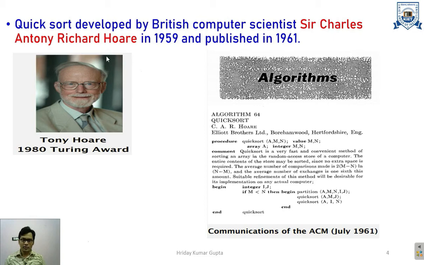Quicksort, because he developed this Quicksort in 1959 and published a paper in 1961. This person's name is Charles Anthony Richard Hoare. This is a very fortunate person. He received the Turing Award in 1980. And for your kind information, you should remember that the Turing Award is the highest award in the computer science field.